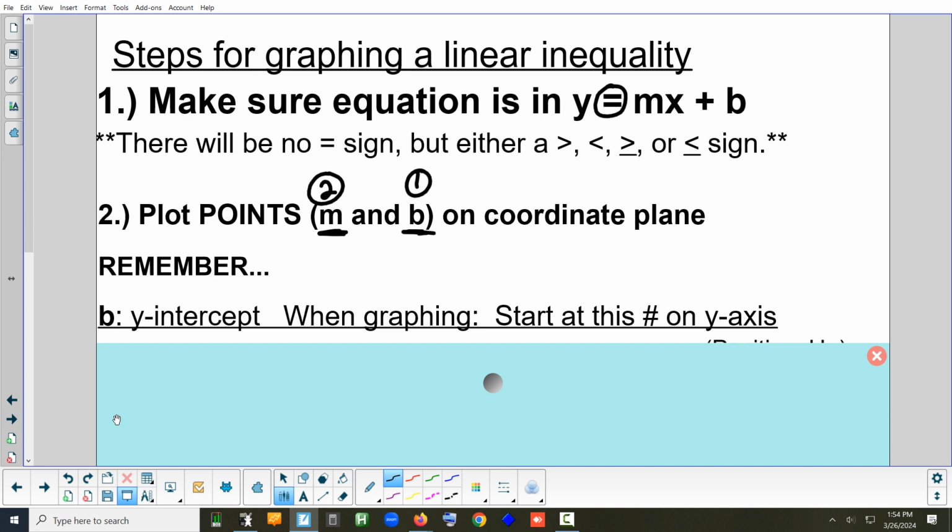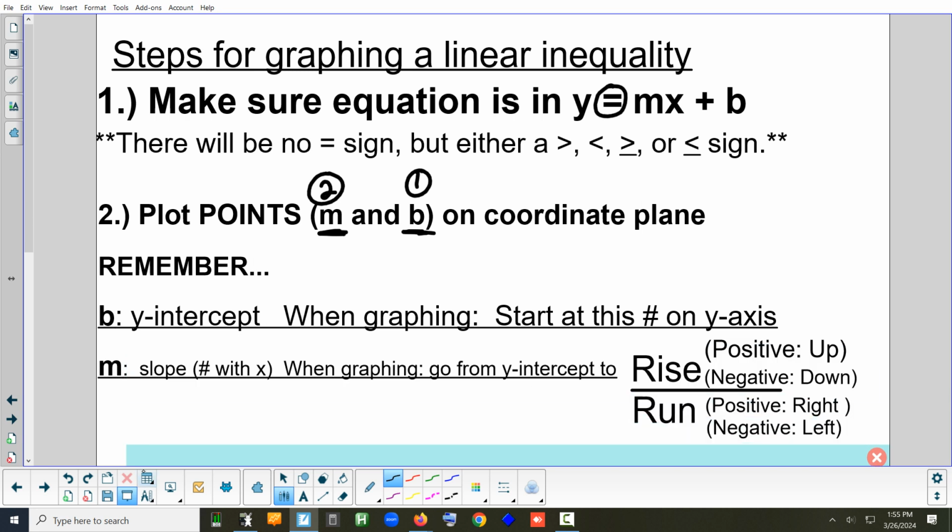So if your y-intercept is positive, which way do you go to get to a positive number on the y-axis? Up. And what if the y-intercept is negative? Down. Yep, you're going to go down. So that's b. And what does m stand for again? Slope. Yep, that's your slope.